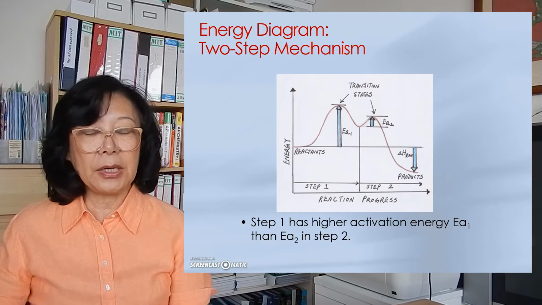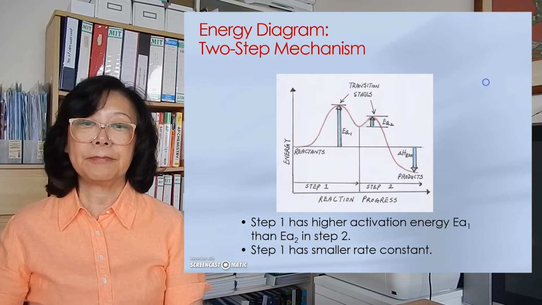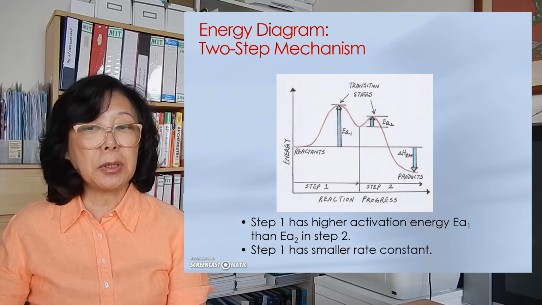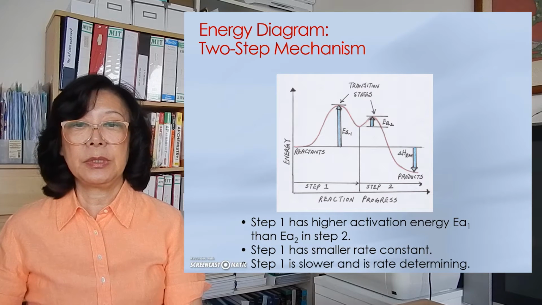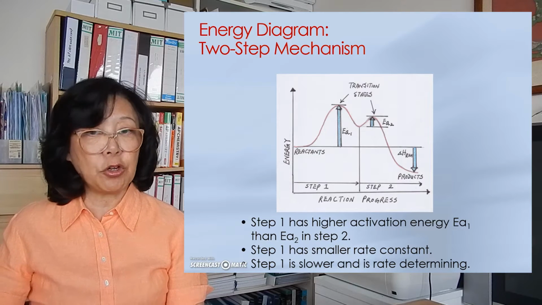Step 1 has higher activation energy EA1 than EA2 in step number 2. Step 1 has a smaller rate constant, meaning step 1 will take longer time to complete, and it is the rate determining step.